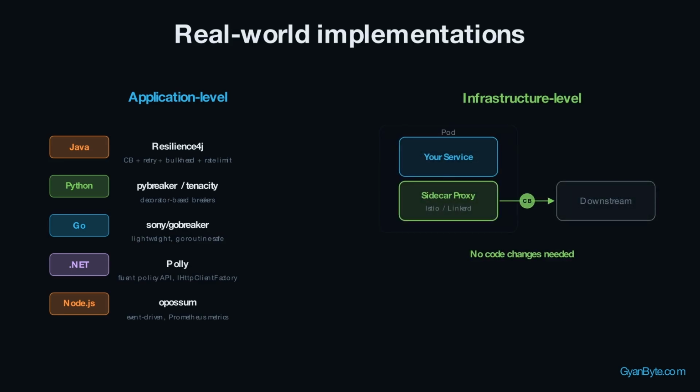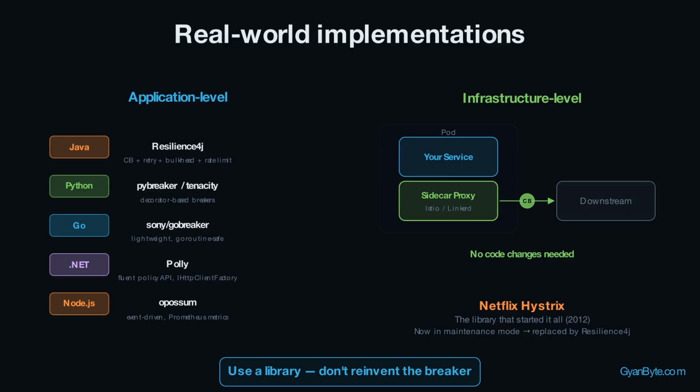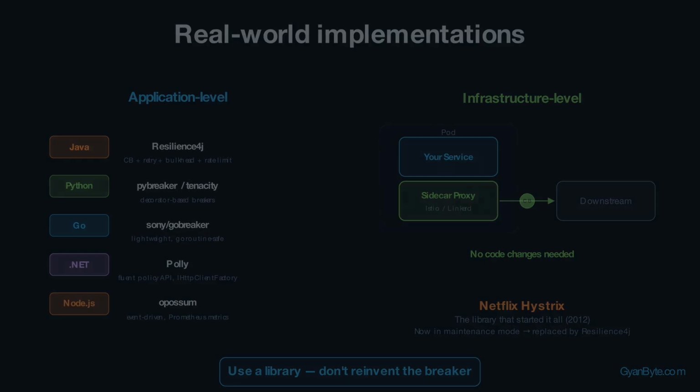At the infrastructure level, service meshes like Istio and Linkerd implement circuit breakers as sidecar proxies. The breaker runs in the network layer, transparently protecting every service call. Netflix's Hystrix was the library that popularized this pattern. It's now in maintenance mode, replaced by Resilience4J, but its ideas shaped the entire industry.